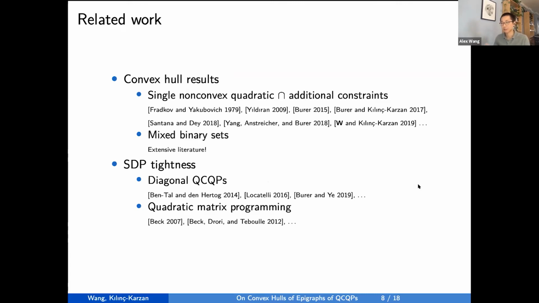There are also quite a few papers on SDP tightness, with sufficient conditions that guarantee the tightness result. In this line of work, there are sufficient conditions for QCQPs that have only diagonal quadratic forms, as well as QCQPs that arise in the context of quadratic matrix programming. Our results extend a number of these sufficient conditions, even in the case of SDP tightness, but also answer the more general question of the convex hull result.